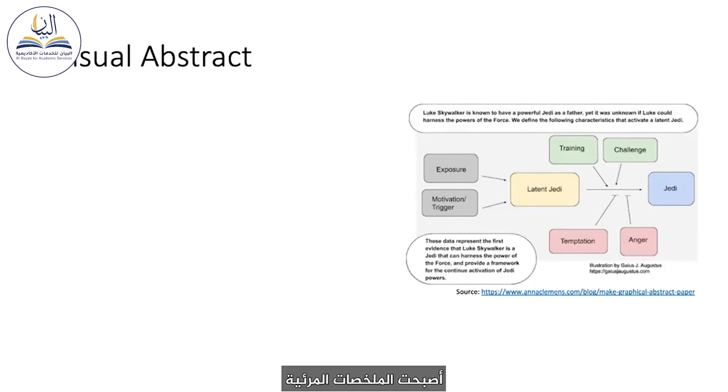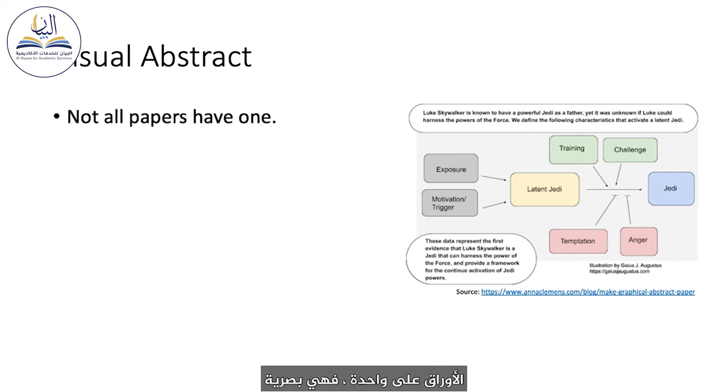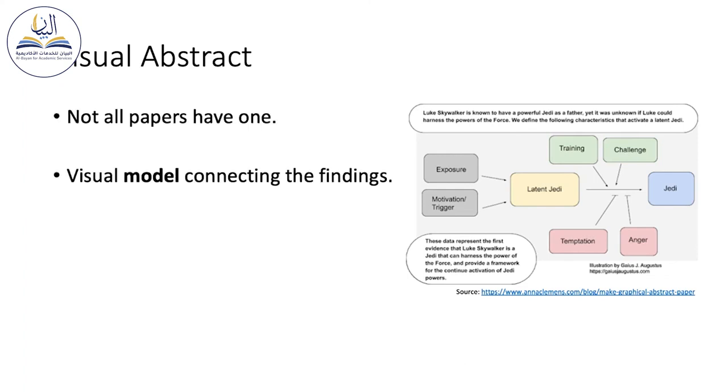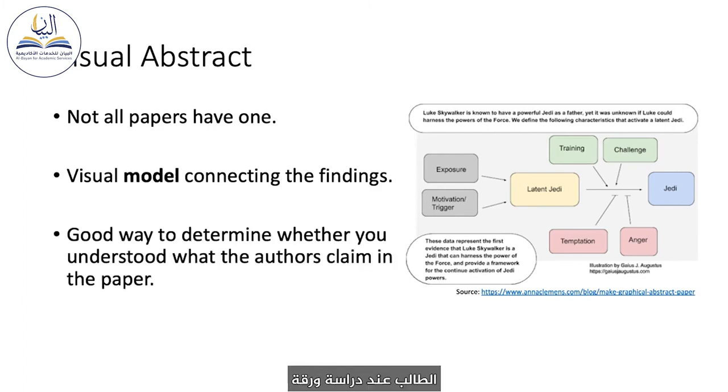Something that is becoming more and more common are visual or graphical abstracts. However, not all papers have one. It is a visual model connecting the current findings with the previous knowledge of the system under study. When studying a paper, looking at the visual abstract is a good way to determine whether or not you understood what the authors are claiming.